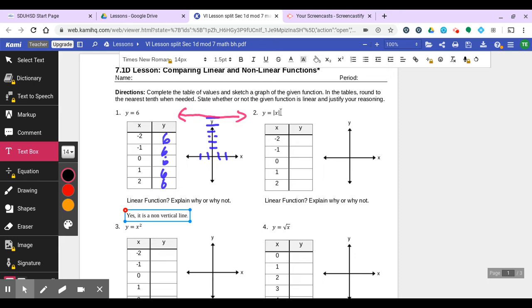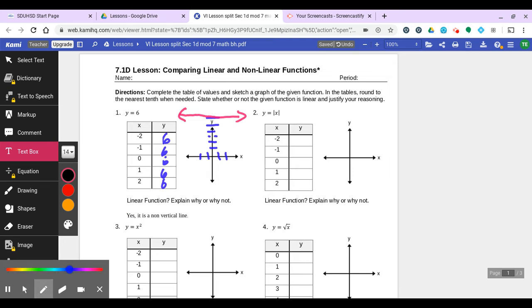All right, next one, we have y equals the absolute value of x. You might not know the shape of this. If you don't know the shape of it, then we go ahead and make our table. If it's an absolute value, that means make your value positive. So if it was -2, it turns to 2. If it's -1, it turns to 1. 0 stays neutral. 1 stays at 1, and then 2.